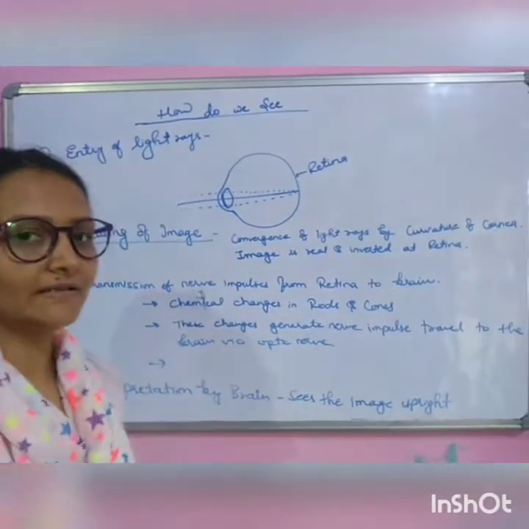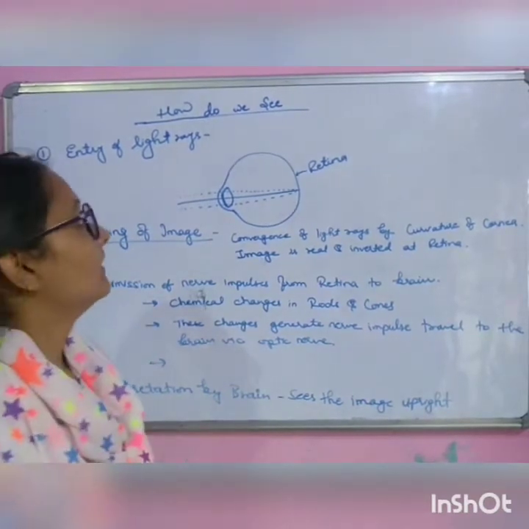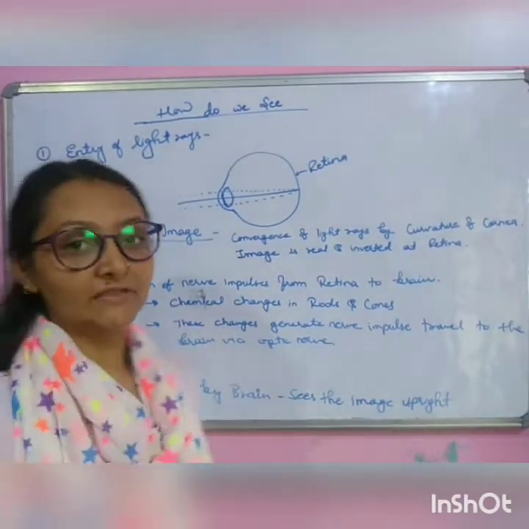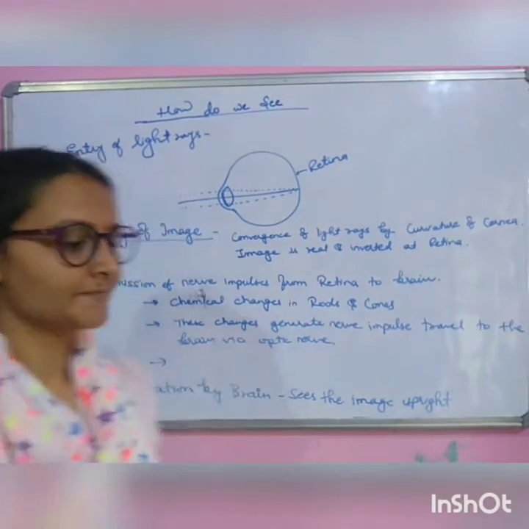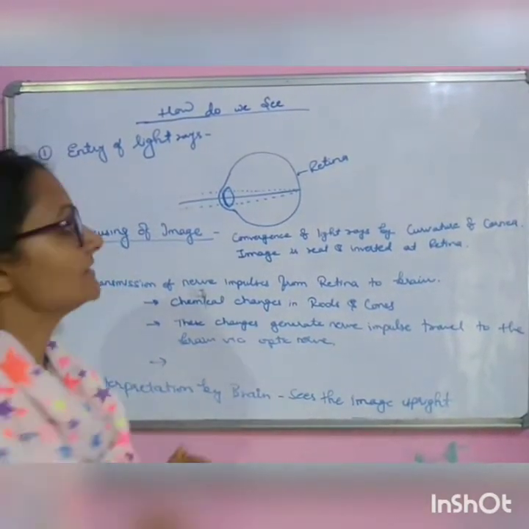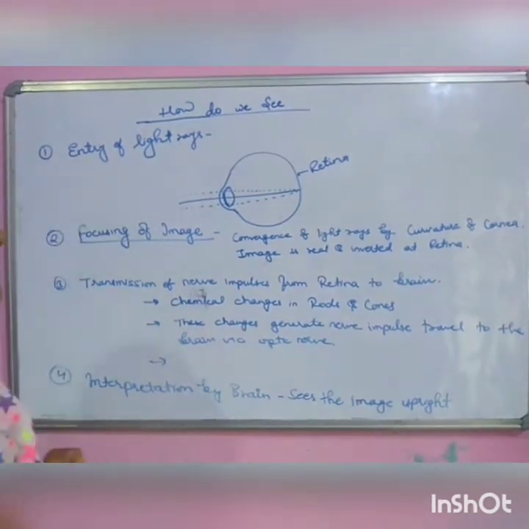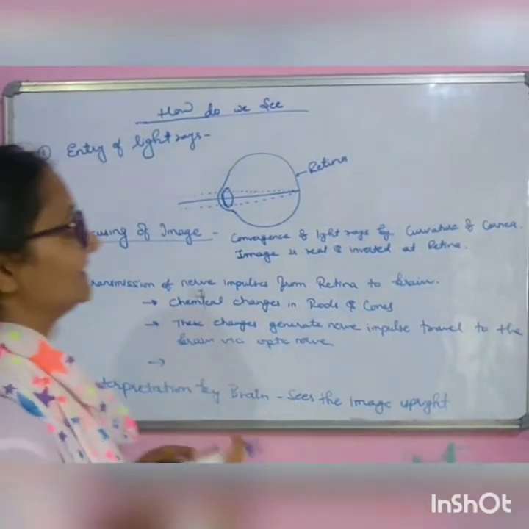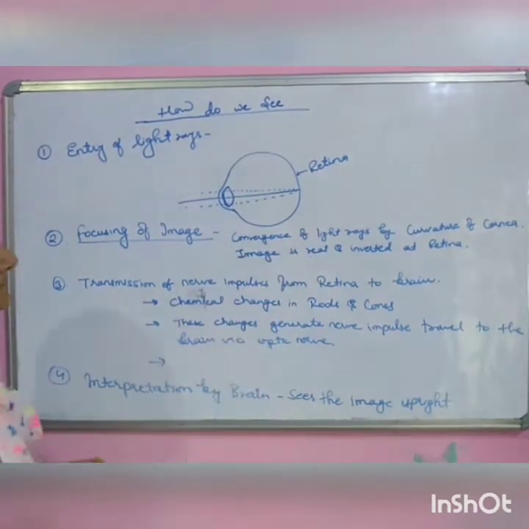Today is our new topic, that is, how do we see, or we can say the mechanism of vision. It occurs in 4 steps. The first step is entry of light rays. Entry of light rays in the eye.